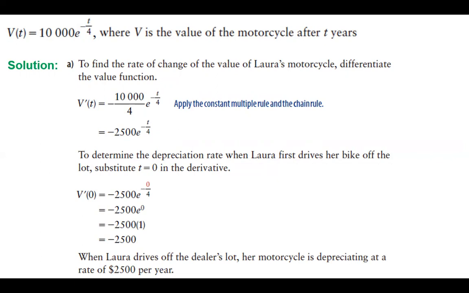And to determine the depreciation rate when Laura first drives her bike off the lot, we can substitute t equals 0 in the derivative, right? So when t equals 0, we have the derivative of V at t equals 0 equals negative 2500. Therefore, when Laura drives off the dealer's lot, her motorcycle is depreciating at a rate of $2,500 per year. Any questions?